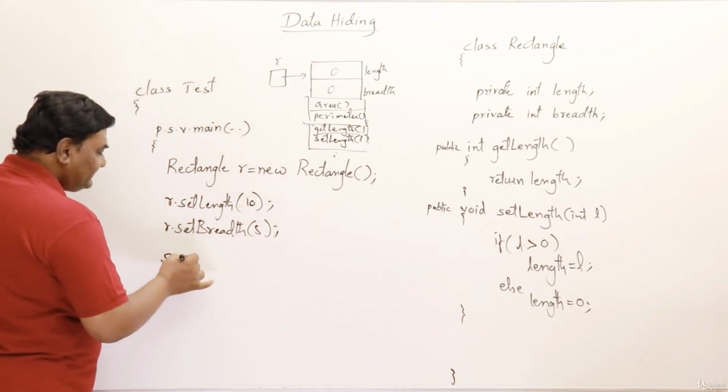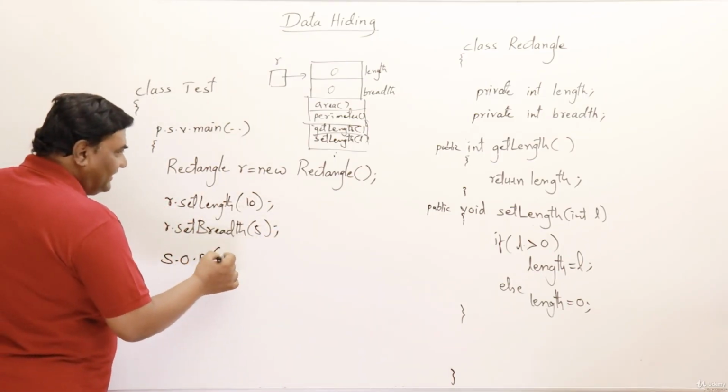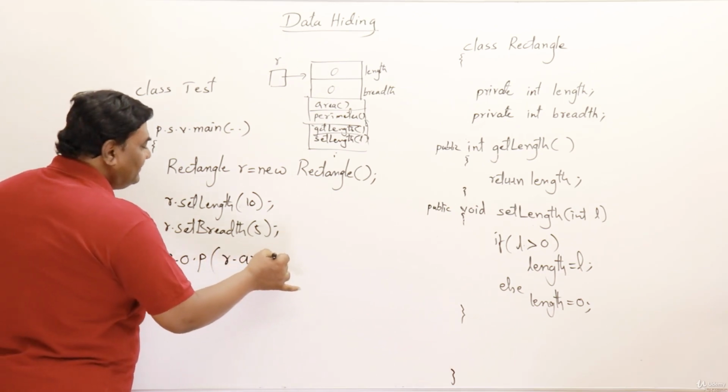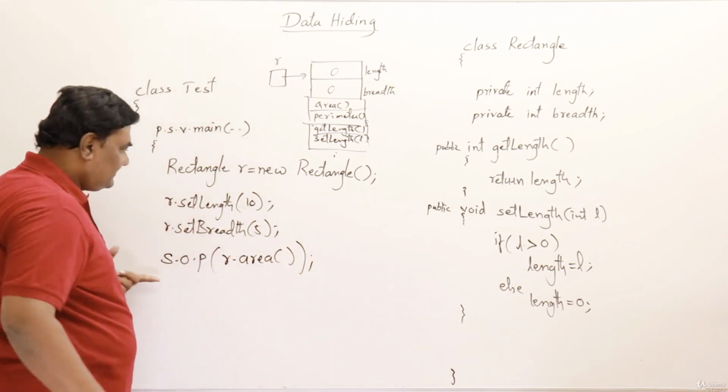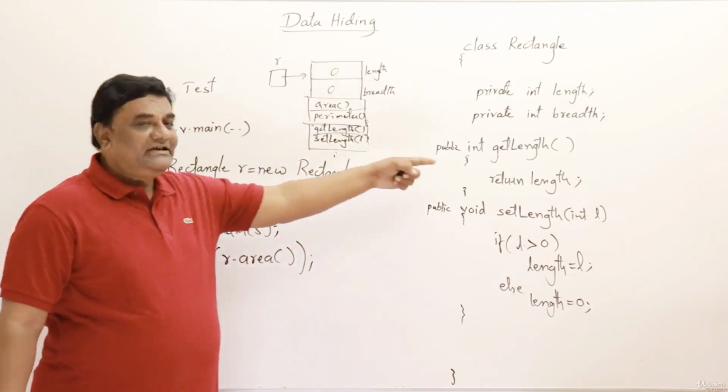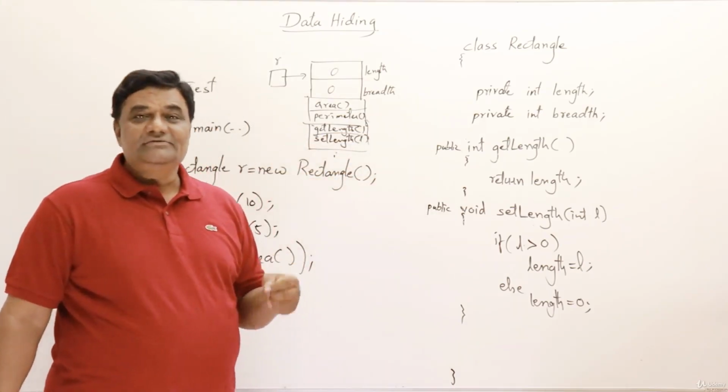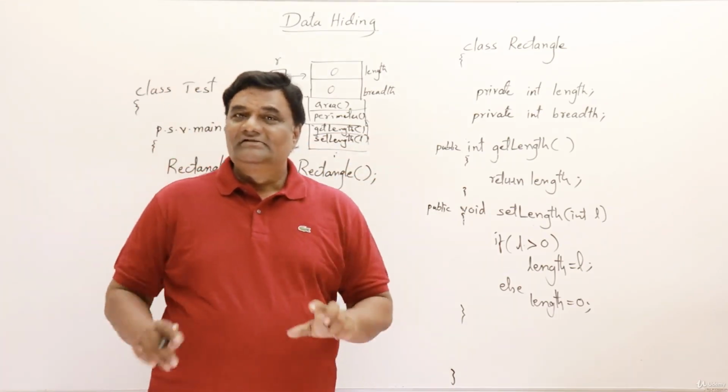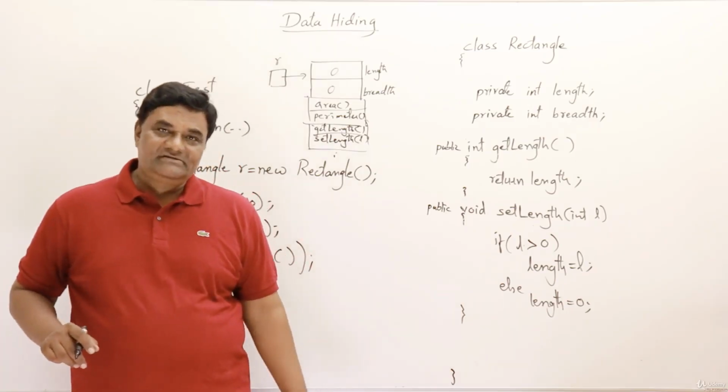Now you call system.out.println r dot area, right? R dot area. So this is how we can access those properties by using setter and getter methods. So that's all about these property methods.